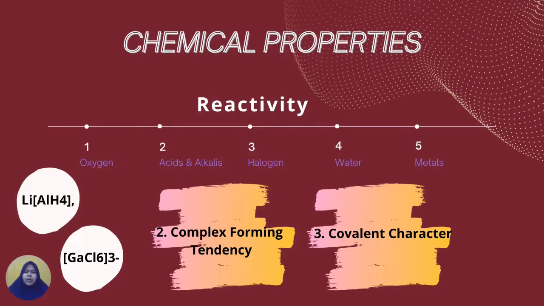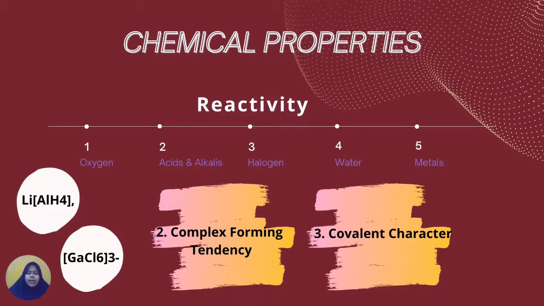Now, let's see the chemical properties of it. The chemical properties contain reactivity, complex forming tendency, and also covalent character. For the reactivity, we will see the reactivity of the Group 13 elements with oxygen, acids and alkalis, halogens, water, and also metals.